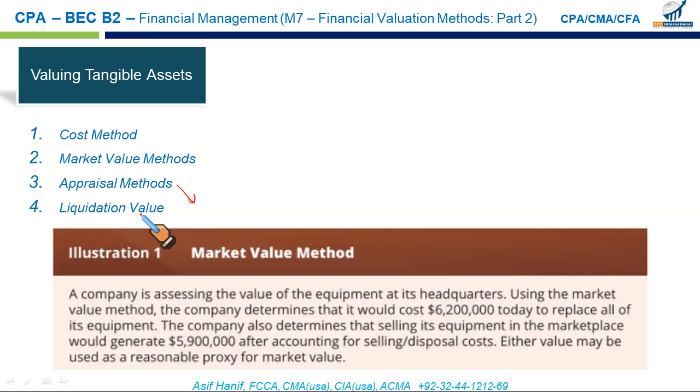Let us do this as an example illustration. A company is assessing the value of the equipment at its headquarters using the market value method. The company determines that it would cost $6.2 million today to replace all of its equipment. So clearly it's replacement cost. The company also determines that selling its equipment in the marketplace would generate $5.9 million after accounting for selling and disposal. This is NRV.